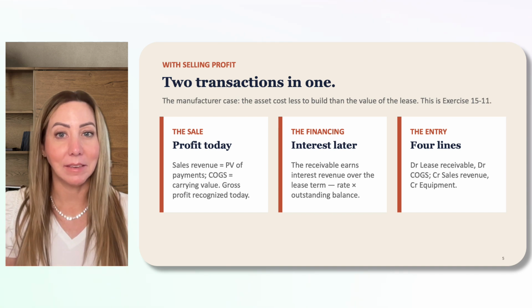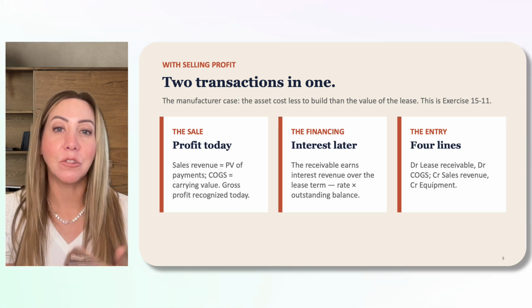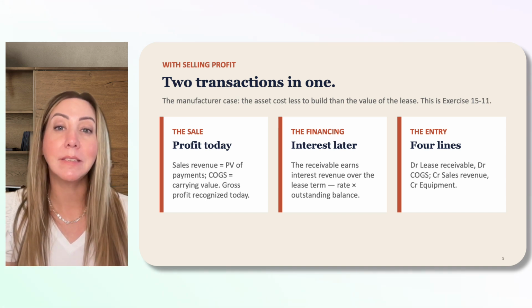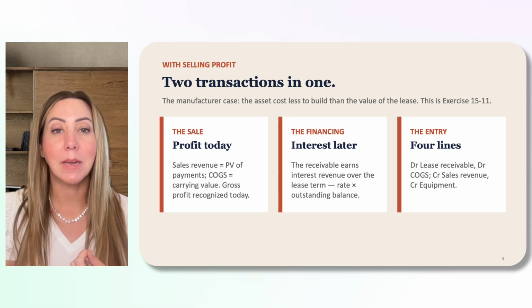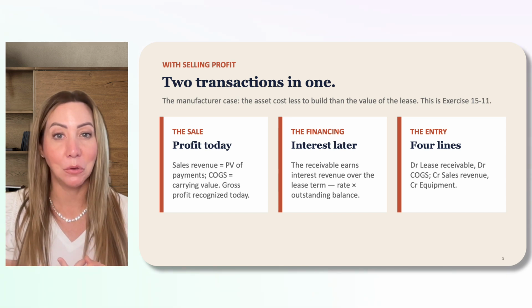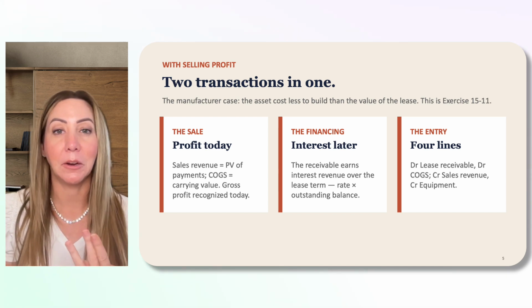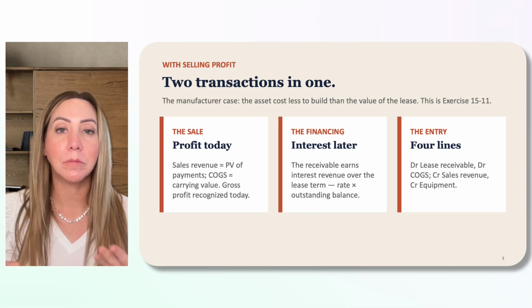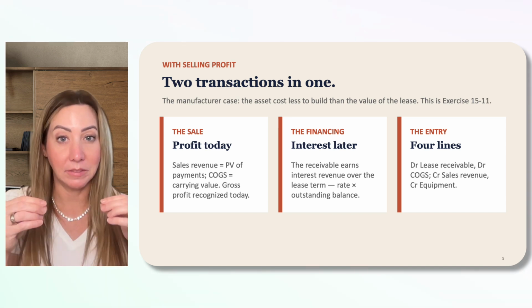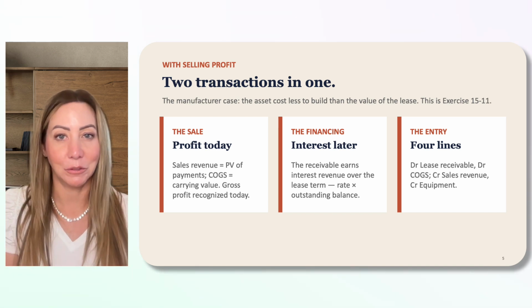Second, a financing. Over the lease term, we're going to collect interest on the receivable. So the entry at inception actually has 4 lines: debit lease receivable, debit cost of goods sold, credit sales revenue, and credit equipment. 1 transaction, 2 sources of income: profit on the sale today, interest revenue over time.